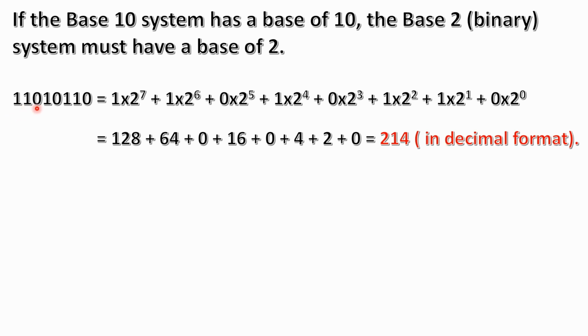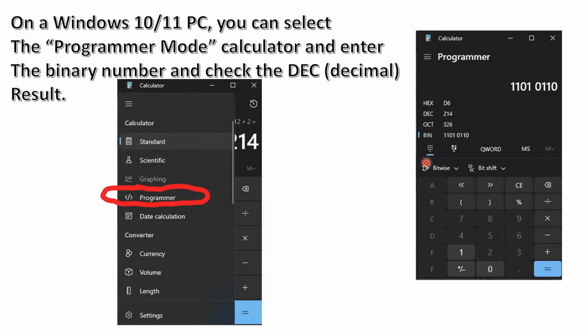So 11010110 is equivalent to 214 in decimal format. So yeah, on a Windows 10 or 11 PC, you can select the programmer mode calculator, again, the programmer mode, and enter the binary number and check for the decimal result.